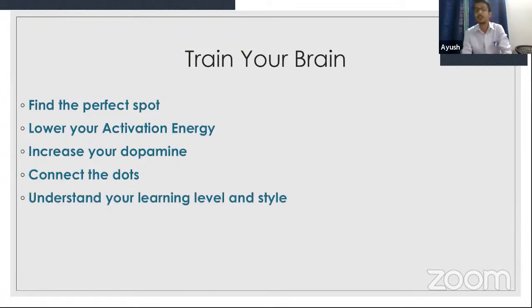Now this is something again very important, and you should do this once you are done with all the SWOT analysis and setting up the goals. By this time you should also be able to understand your learning level and learning style. Basically there can be two kinds of learning levels: you can be a bit slow learner or you can be a bit advanced learner, right? How do you identify?